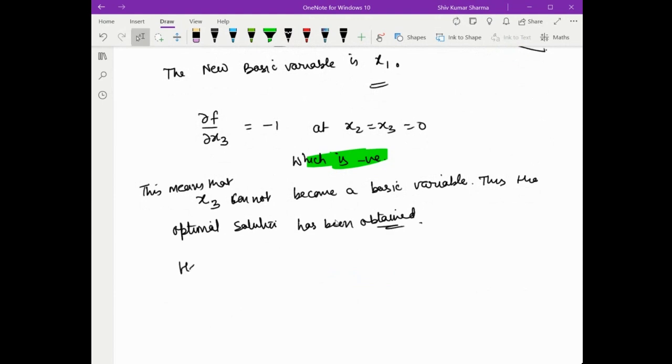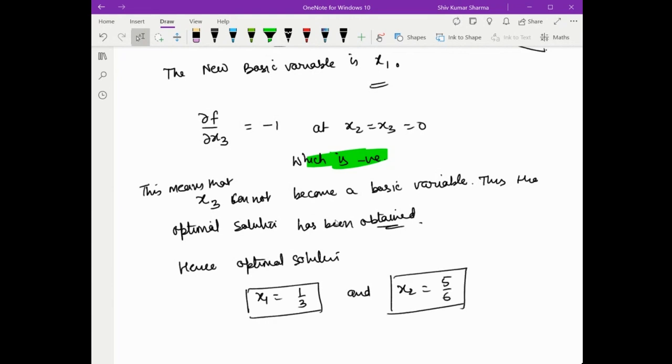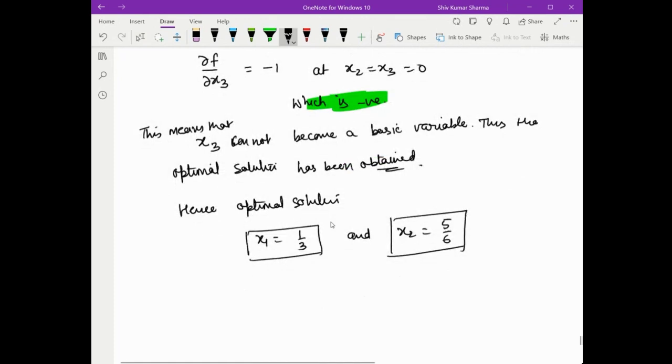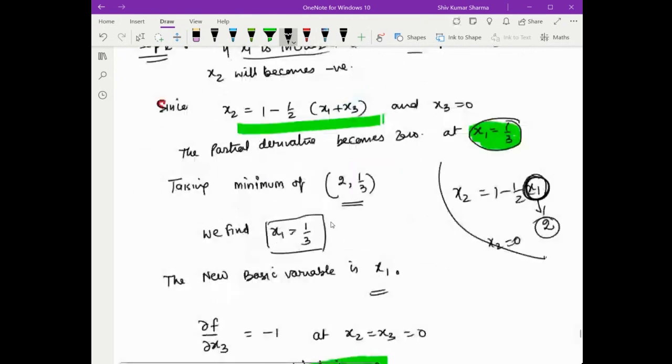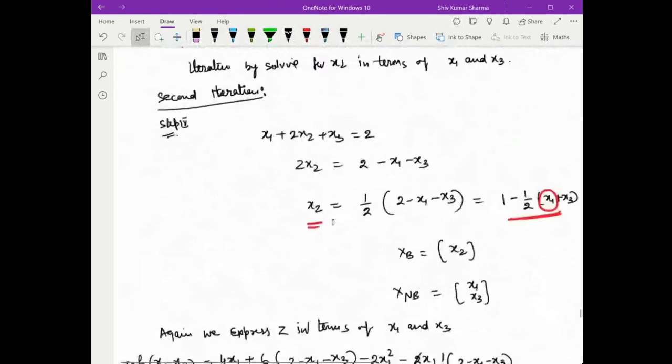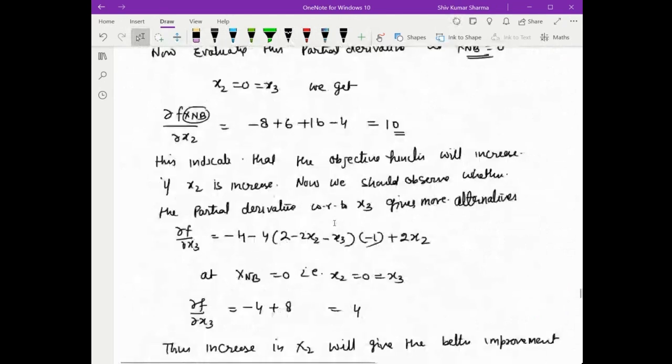So what is the optimal solution? We write the optimal solution as x1 equal to 1 by 3 and x2 equal to 5 by 6. So we write the maximum z. For the maximum z, we put the values of x1, x2 in z.